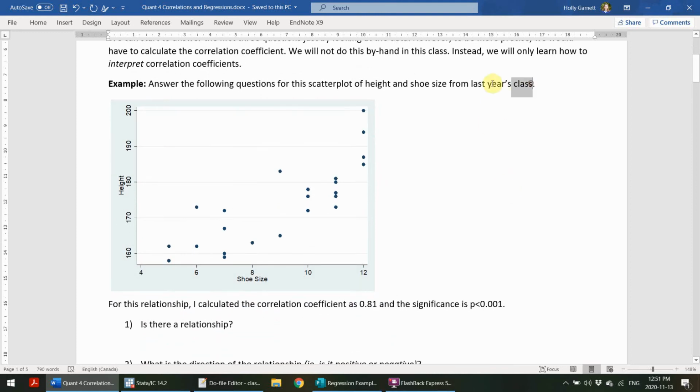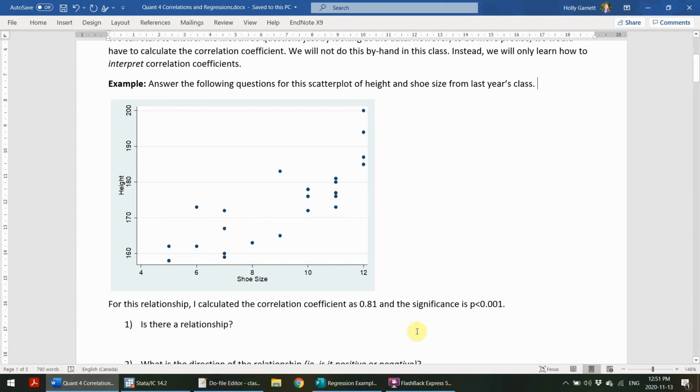We would do this together in class, but last year's class, I got everybody to give me their shoe sizes and their height. And then I created a scatter plot. You can see on the x-axis, I have shoe size, and these are men's regular sizes. And then I have the height in centimeters. So I plotted for each student in the class a little dot.